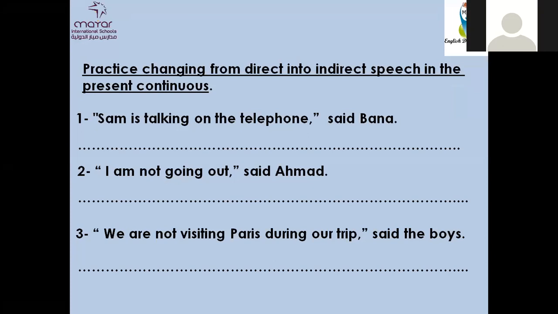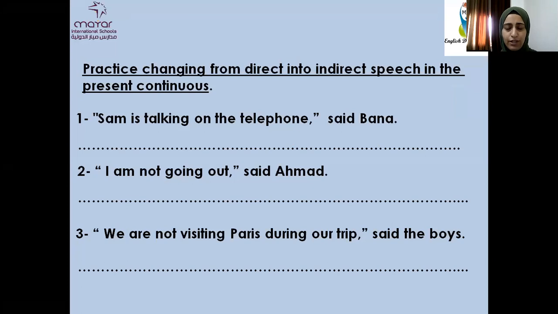Practice changing from direct into indirect speech in the present continuous. Sam is talking on the telephone, said Bana. Bana said that Sam is talking on the telephone. No. Sorry. Jawad, listen to me. Why don't you go step by step to do this sentence?